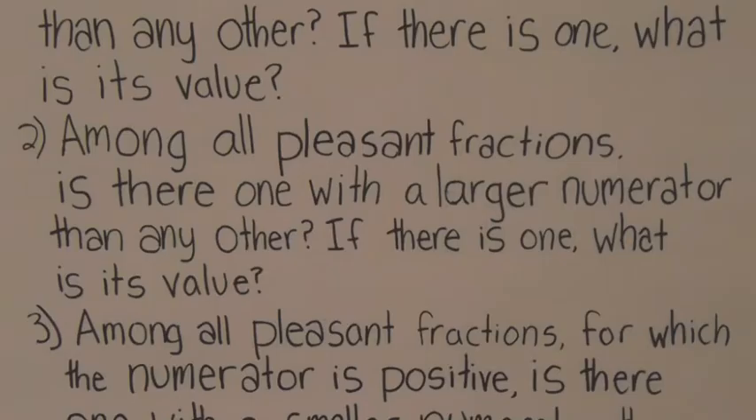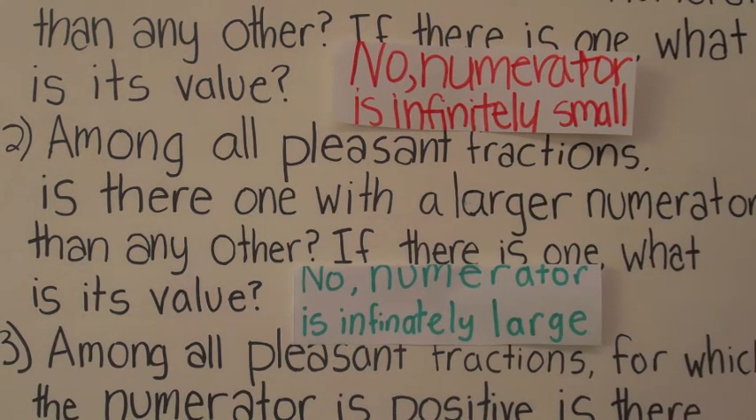Question 2 asks, among all pleasant fractions, is there one with a larger numerator than any other? If there is one, what is its value? Since from case 1 we found that n is greater than or equal to 3, there is no largest numerator, and n can be infinitely large.